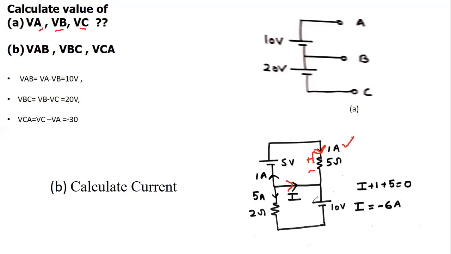And this is my 10 volt. So the potential across this 2 ohm resistance is 10 volts, so the current in this is 5 amperes. If we apply KCL at this node, all are outgoing currents, so I plus 1 plus 5 equals 0. So the current in this branch is minus 6 amperes.